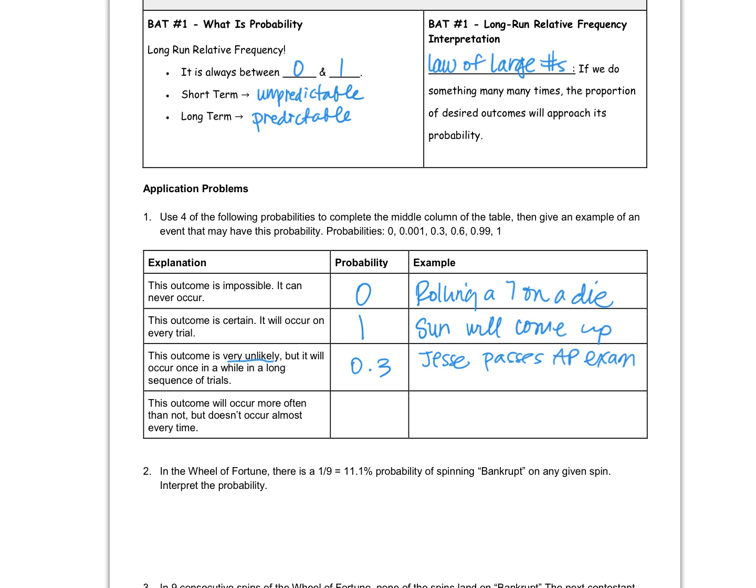That's not true. It's going to be higher than 0.3. Guarantee it. You offered it, right? That's not true. The outcome will occur more often than not, but it doesn't occur almost every time.